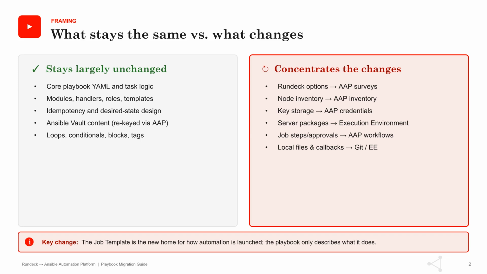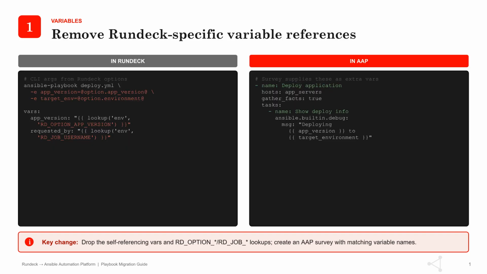Think of it this way. Your playbook defines what the automation does, while the AAP job template defines how it is launched. First, remove Rundeck-specific variables. Instead of using lookups for rd_option or rd_job variables, define your variables normally. Use AAP surveys to supply these values at launch time, which keeps your playbooks clean and portable.